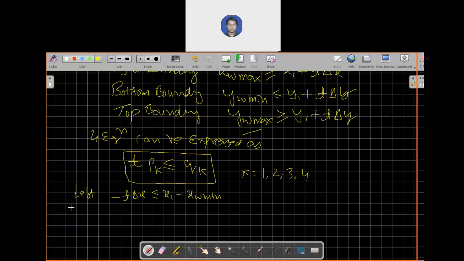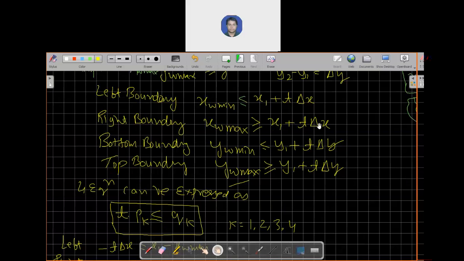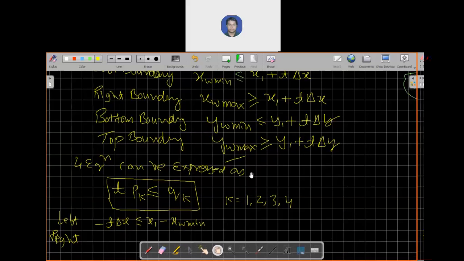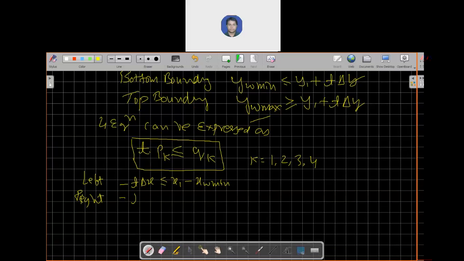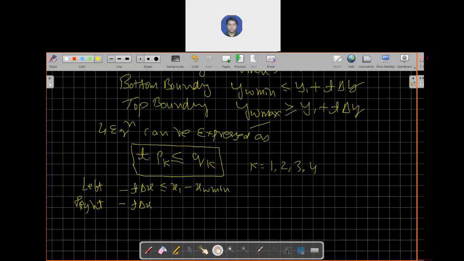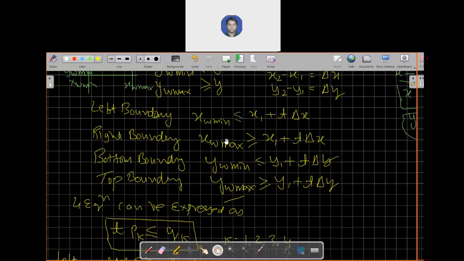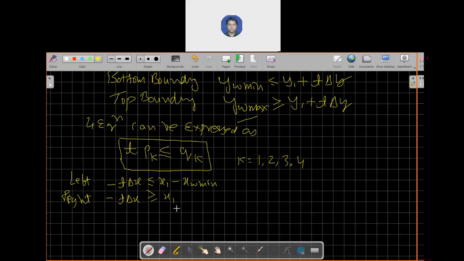Now for the right boundary, this term should be on the left side. So minus t delta x, and here it is greater than or equal to x1 minus xw max. Okay, this is the form, but in our common form there is a less than or equal to, and we are getting greater than or equal to.